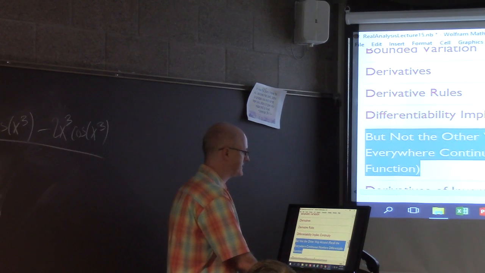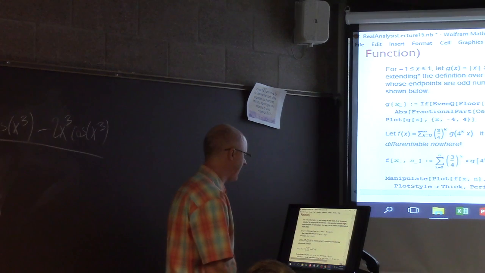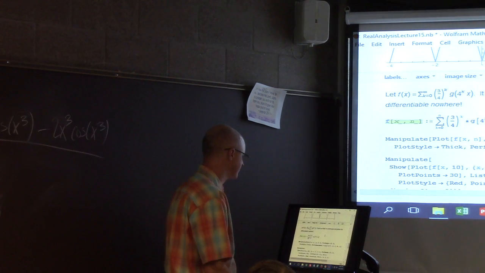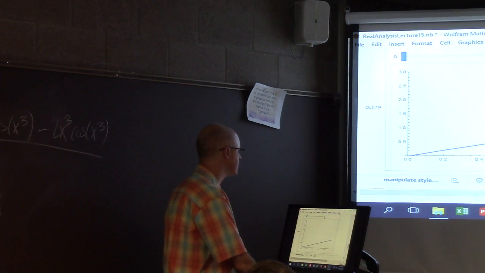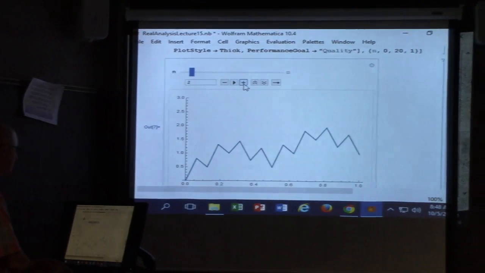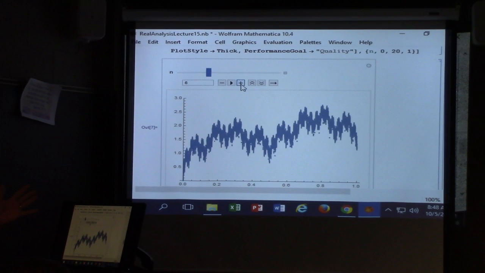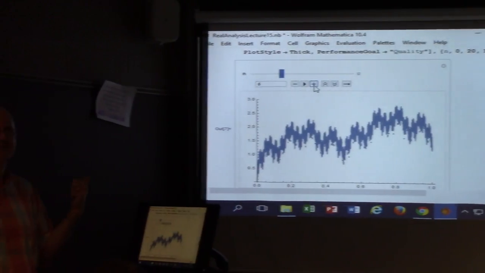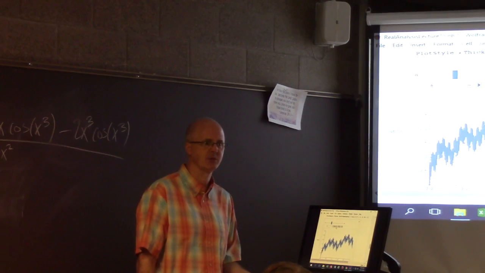But not the other way around. Remember at the beginning of the semester we saw an example of an everywhere continuous, nowhere differentiable function. Its graph is really a fractal. Here we're getting better and better approximations to it as I iterate. In the limit, the graph is a fractal. It's self-similar in the sense that if you zoom in near any point, it's still going to be jagged, about the same level of jaggedness, no matter how far you zoom in. So it's continuous everywhere, but differentiable nowhere.